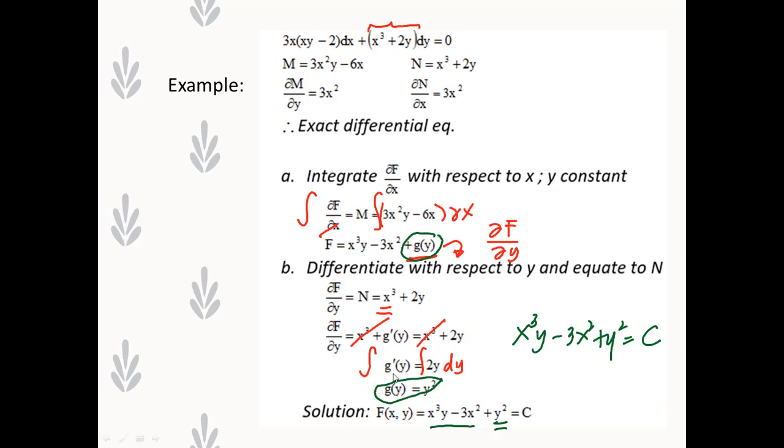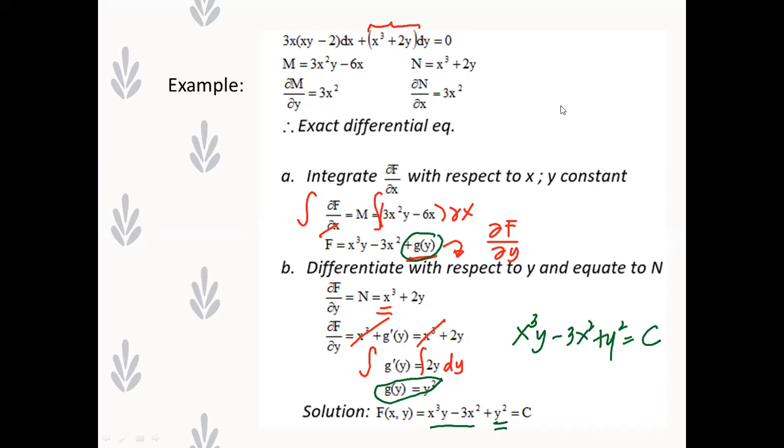you do partial integration again. Actually, you just integrate with respect to y because there's no other variable here. You need to integrate because what is left here is g prime of y, and what you need is g of y. So this is your g of y. The g of y, which is y squared, is now substituted into the original f expression that you got using the first step in the procedure. Did I answer that? Okay.